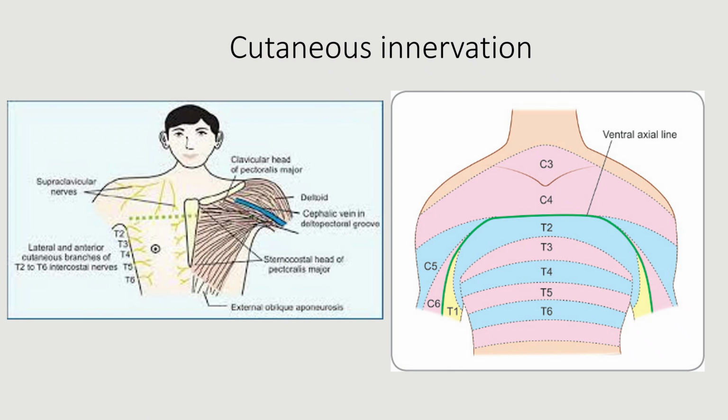Now, coming to the cutaneous innervation, in order to understand the cutaneous innervation of the pectoral region, we'll have to imagine a horizontal line drawn at the level of the sternal angle, which is also known as the ventral axial line. So the skin above the ventral axial line is supplied by the supraclavicular nerve, which has root value of C3 and C4. The skin below this ventral axial line is supplied by the anterior as well as the lateral cutaneous branches of the 2nd to the 6th intercostal nerves.